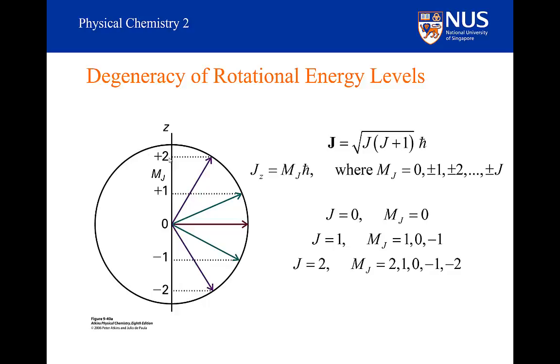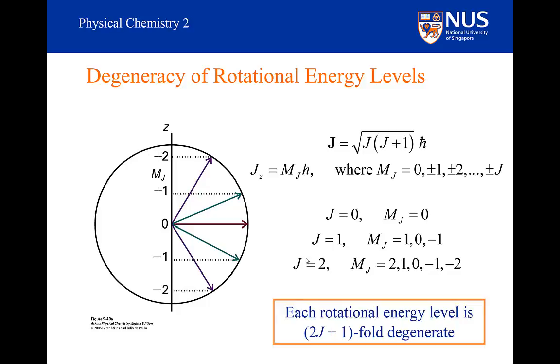So my J equals 0 level is not degenerate, as the only possible value of mj is 0. My J equals 1 level is threefold degenerate. There are 3 energy levels with exactly the same energy, which refer to the mj equals 1, 0 and -1. My J equals 2 will have 5 energy levels of the same energy. My J equals 3 level will have 7 energy levels, and so on. So the number of energy levels with the same energy is increasing, and you can work it out. The number of degenerate energy levels for any value of J is equal to 2J plus 1.